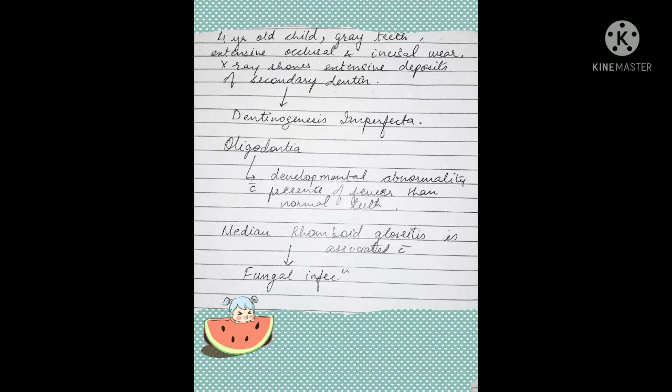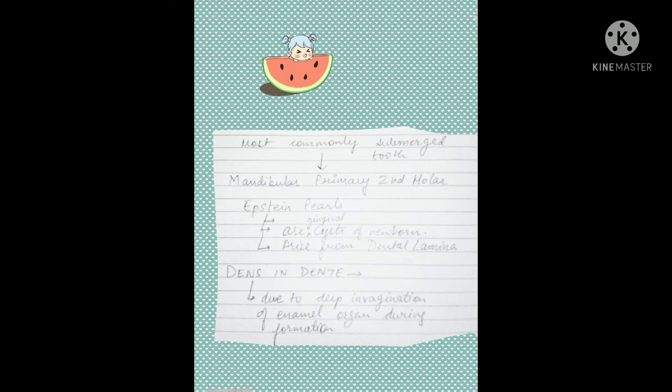What is oligodontia? Oligodontia is a developmental abnormality where there are fewer teeth than normal. So fewer teeth will be present in the oral cavity in case of oligodontia. Okay, so the next question is about median rhomboid glossitis. Median rhomboid glossitis is generally associated with fungal infection. Okay, fungal infection. Moving on to the next question.